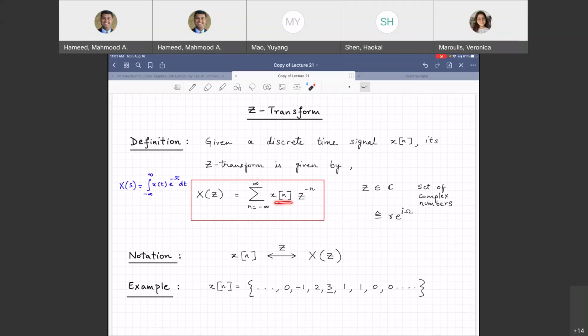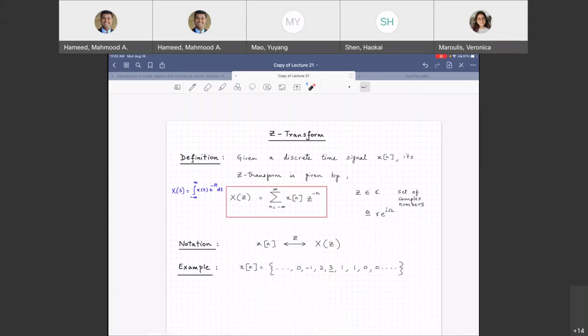So once you give me the time sequence, I will tell you what that X of z is. Very straightforward, right? Just plug it through this equation and you find it. What is the notation? Very similar to the time versus frequency notation that you have been seeing so far. X of n, z transform, cap X of z. And it's in pairs. So you go here, z transform. You go here, you're taking inverse z transform.